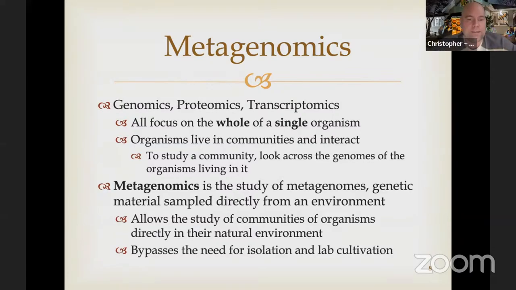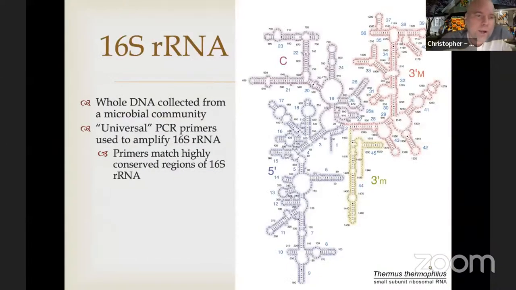And this bypasses the need for isolating particular organisms that you want to study and cultivating them in the lab, because we found that a lot of the organisms that we find in the natural environment are fairly resistant to cultivation in the lab. So the primary tool that we have used in the past to study these metagenomes is what's called 16S ribosomal RNA. This is a gene, and the schematic on this slide is the 16S ribosomal RNA gene from an organism called Thermus thermophilus.